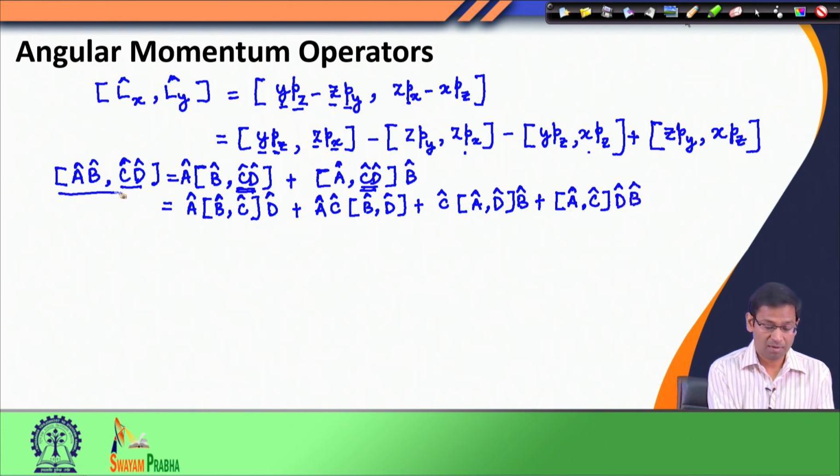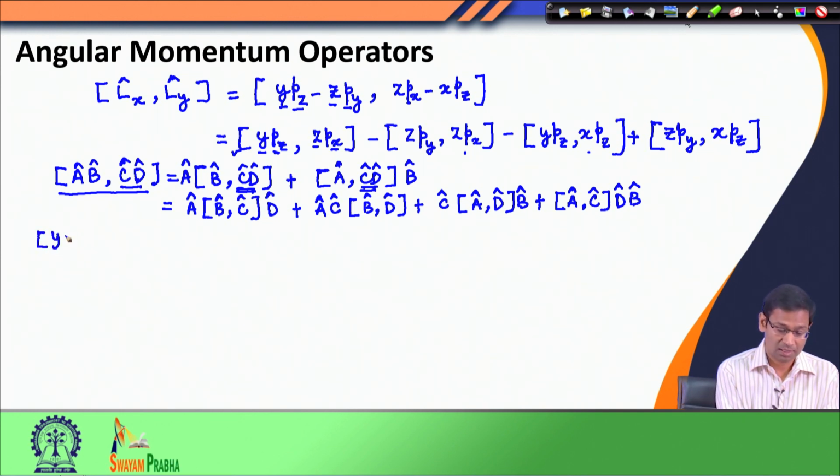Now, if I have A, B, C, D in this form, this is what I have to evaluate. Now, you see that the expression I have, I just have to evaluate the commutation between two operators: B or C, B or D, A or D, A or C. Now, what we would do is use this relation to evaluate the first commutator in this expression. So, the first commutator that we have is [y p_z, z p_x].